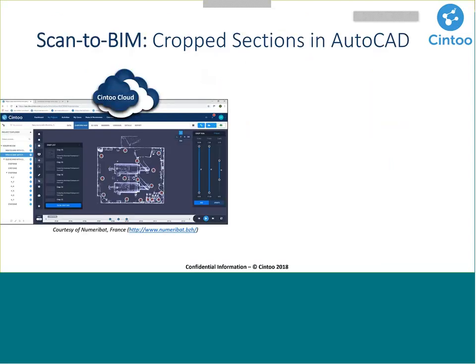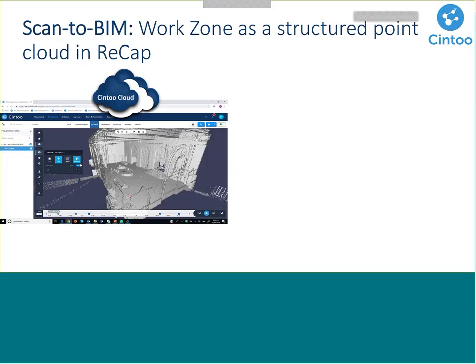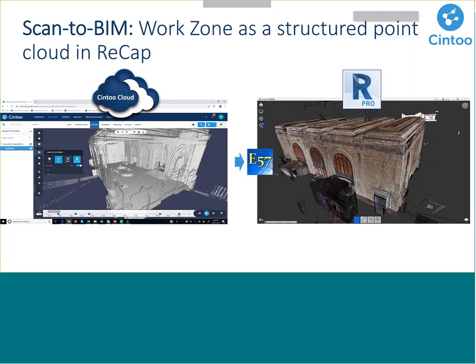Just an example of what we do. So Scan to BIM, for example, you can create crop sections in the platform, and I will demonstrate that in a minute. And those crop sections will be exported as an RCS file that you can natively read in AutoCAD. This is just one workflow as an example. Another one will be, you have a work zone, and you need to turn it back as a structured point cloud in Recap. And then we use E57 as an export here. And then you get back your point cloud in Recap as a structured one. Okay, or you can have a unified RCS as well.